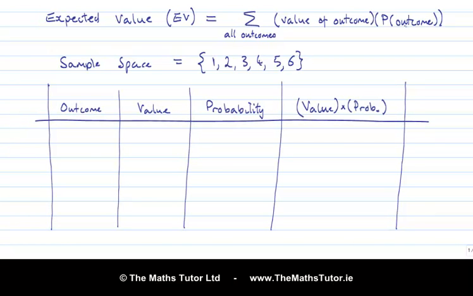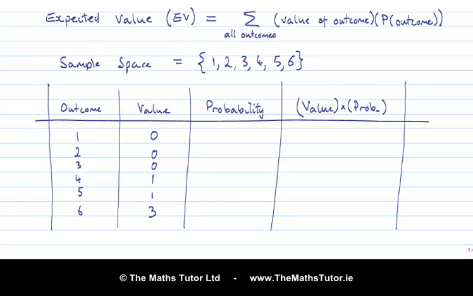So here's the table. In the first column, we're going to list all the outcomes. So the outcomes are 1, 2, 3, 4, 5, 6. And now in the second column, we'll list the value of each of these outcomes. That's the payout that we get when this outcome comes up. Remember that the payout for 1, 2, or 3 was 0. The payout for 4 or 5 was 1. And the payout for 6 is 3.